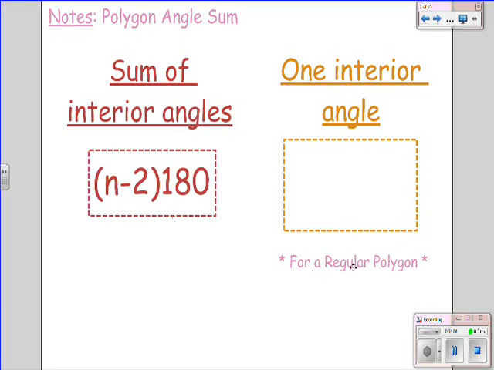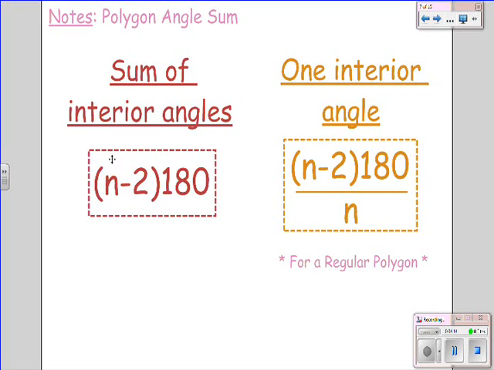And let's say it's a regular polygon, and I want to know one of the angles. This only works if it's a regular polygon. Then I would say n minus 2 times 180 over n, which makes sense because if the first formula gives me the sum of all the angles, and all of the angles are the same, then I would just divide by the number of angles or sides, and that'll give me one angle.